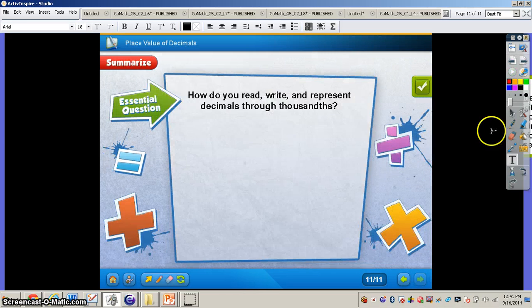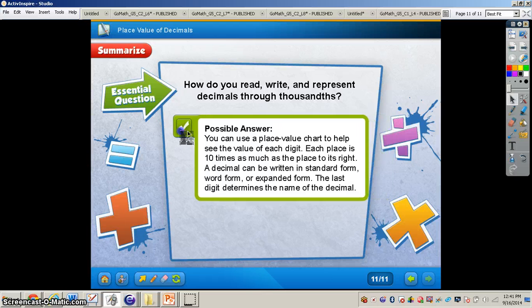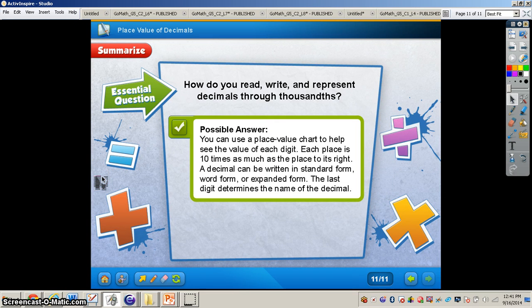And wrapping up the video, how do you read, write, and represent decimals through thousandths? And the answer to this, you can use a place value chart to help see the value of each digit. Each place is 10 times as much as the place to its right. A decimal can be written in standard form, word form, or expanded form. The last digit determines the name of the decimal.